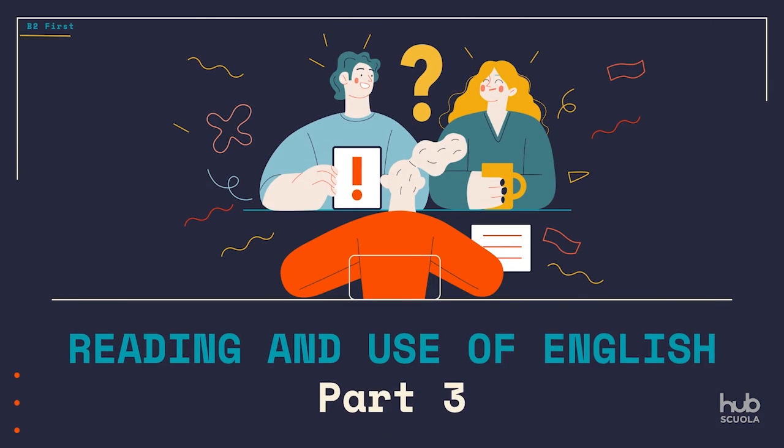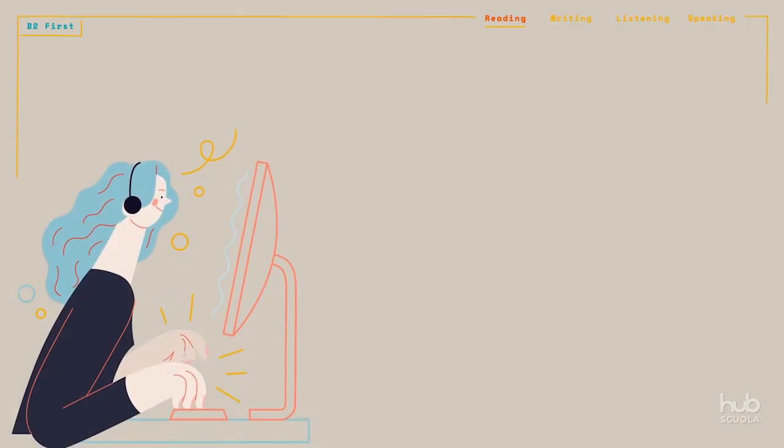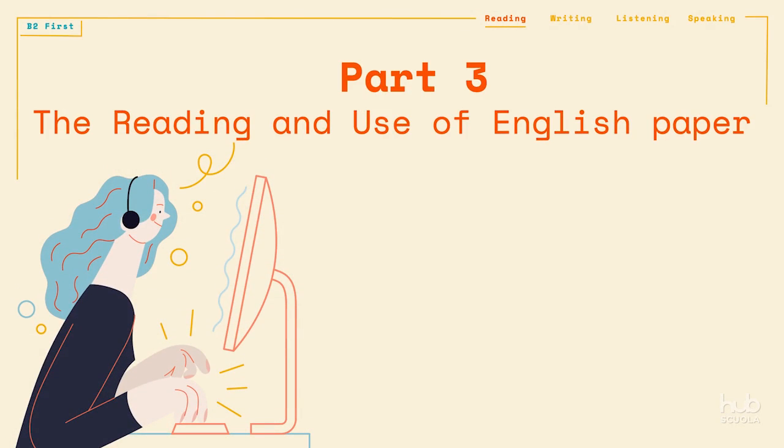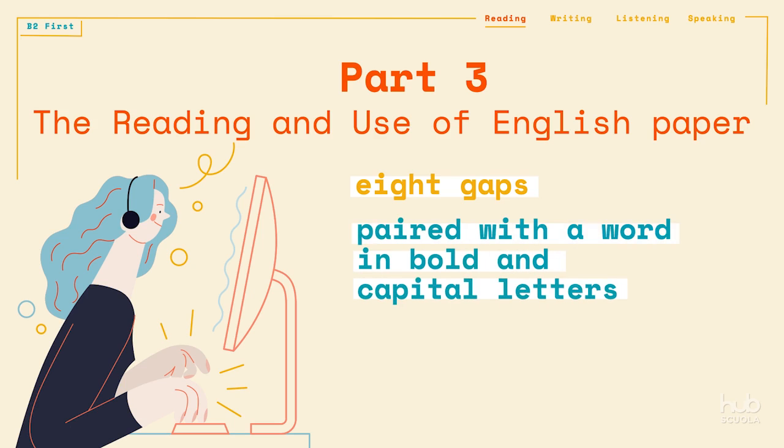Reading and Use of English Part 3. Part 3 of the Reading and Use of English paper contains a text with 8 gaps where the word or phrase has been removed. Each gap will be paired with a word in bold and capital letters in a separate column to the side of the text.